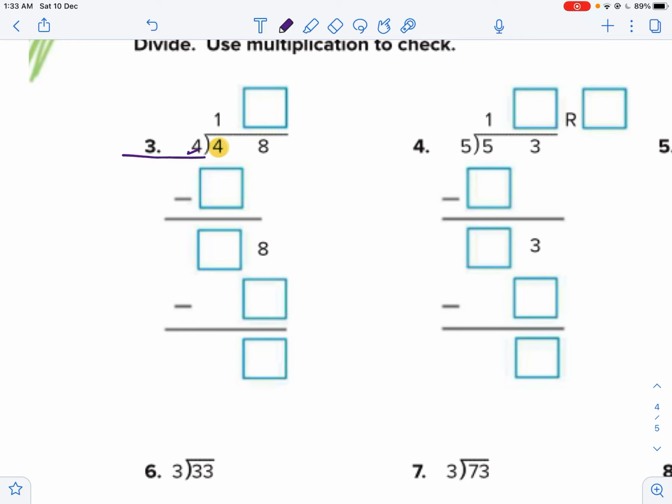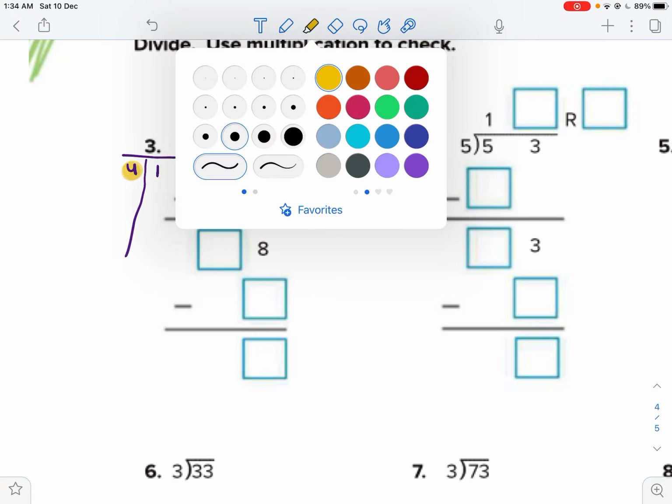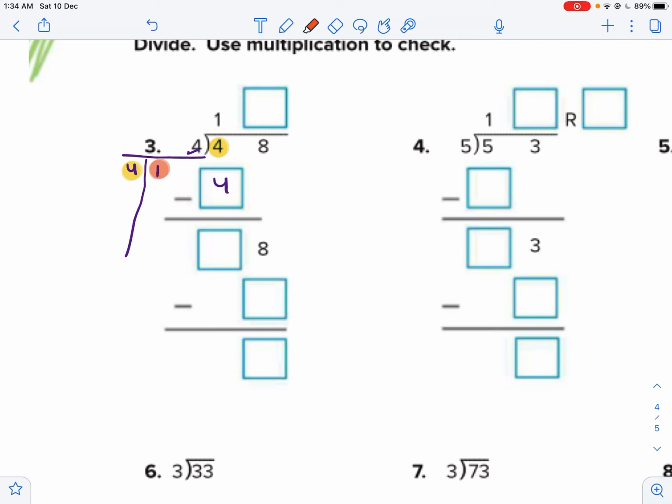How can we find the 4 from the times table of the number 4? We know that 1 times 4 is 4. So here you are, you found it. You will write it down here, and the hero that gave you this 4 is the 1. So here it is written. Then we subtract. 4 minus 4 is 0. Then you drop this 8 down here because you didn't use it yet.